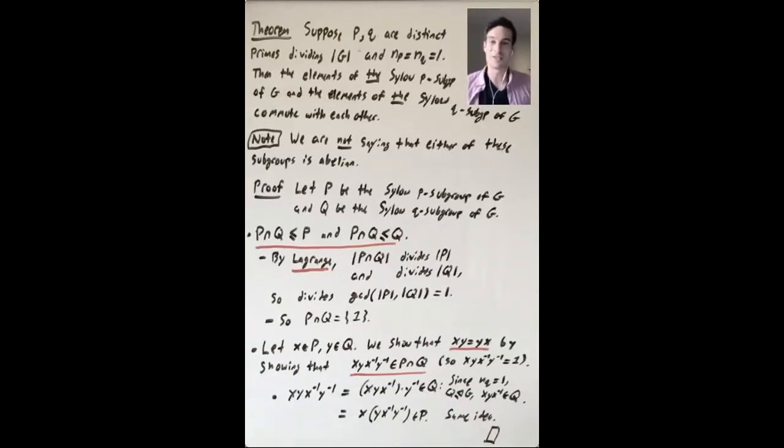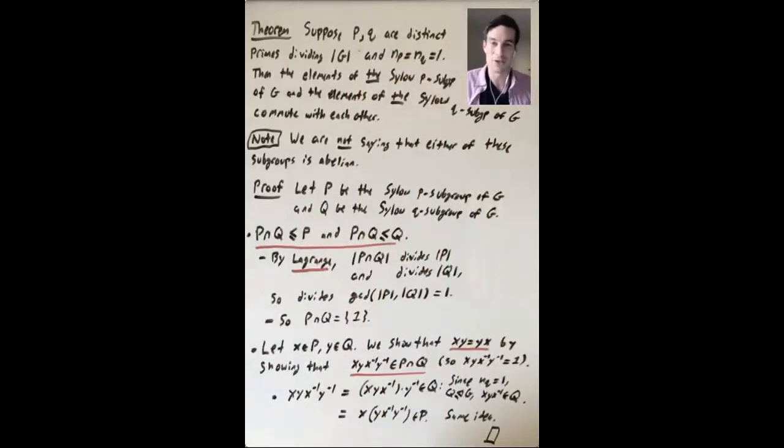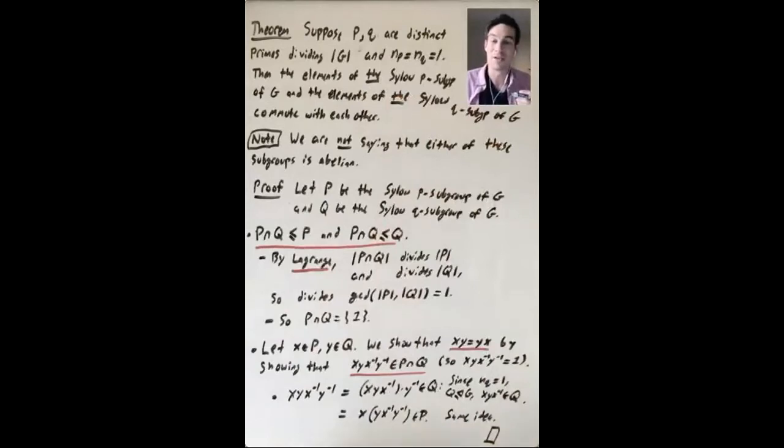We'll next prove a result about how the Sylow p-subgroups and Sylow q-subgroups relate to each other in a special case. So let's suppose that p and q are distinct primes dividing the order of G, and that NP equals NQ equals 1. So there's a unique Sylow p-subgroup and a unique Sylow q-subgroup. And we just saw from the result from the beginning of this video that that unique Sylow p-subgroup is normal, and that unique Sylow q-subgroup is normal.